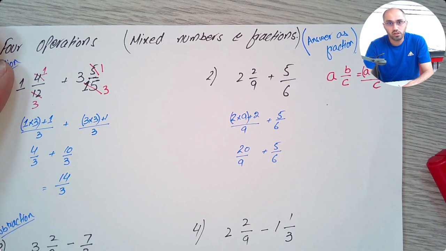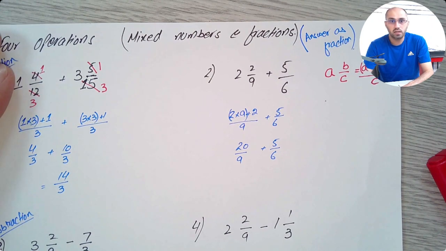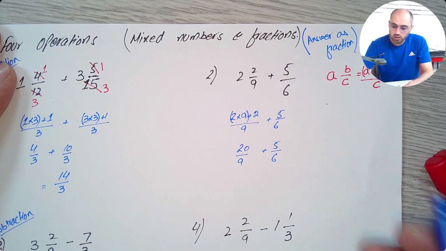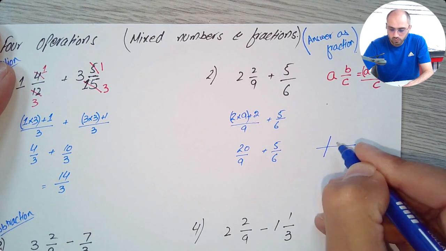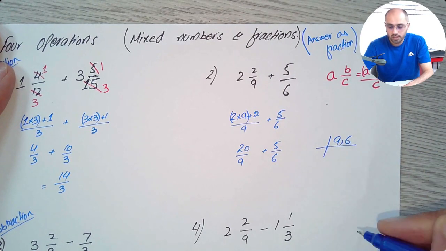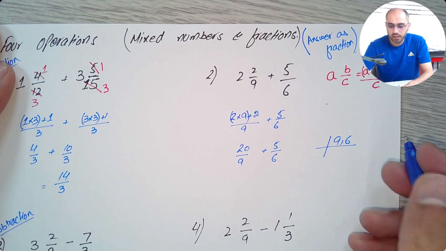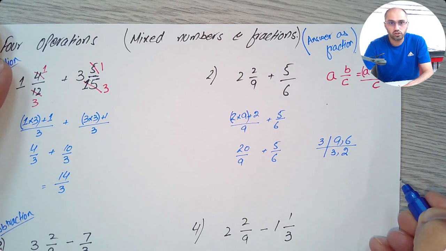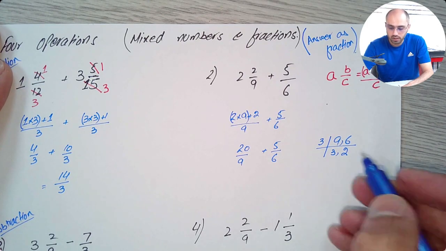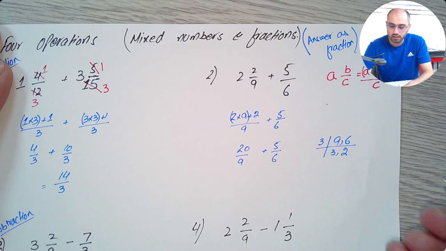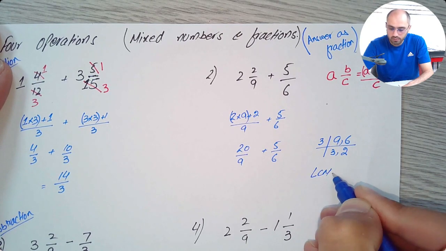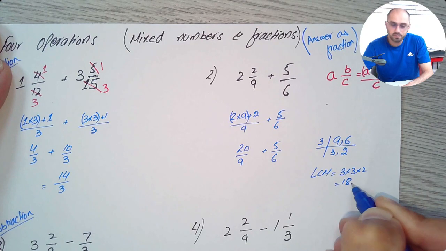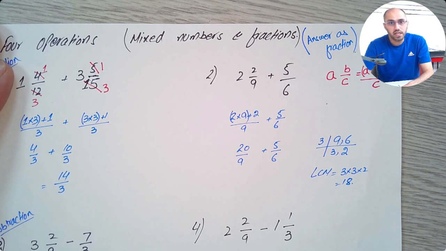To find a common denominator, we always find the lowest common multiple, which is LCM of the denominators. So for LCM, I will write 9 and 6 here. And I can see they both are divisible by 3, so I'll divide them both by 3. It gives me 3 and 2. Now they can't be divided any further, so I'll multiply them together, and that will be my LCM, which is 3 times 3 times 2, which is 18. So my common denominator will be 18.